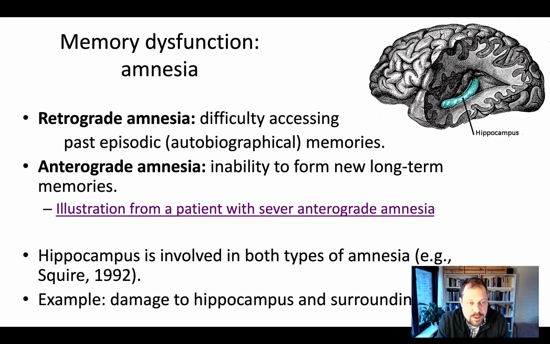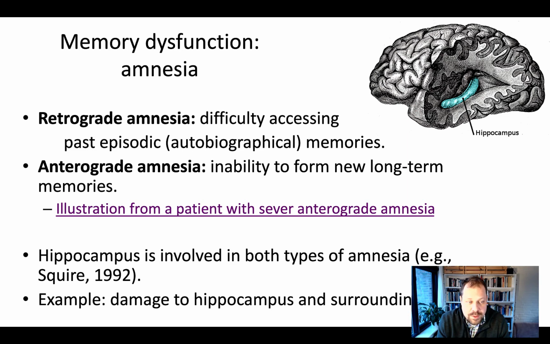So in the case of retrograde amnesia, these patients have difficulty accessing past episodic memories. Episodic memories are the types of autobiographical memories that are very important for us, for our personality, and generally to remember past things that have happened in our life. And anterograde amnesia is the inability to form new long-term memories. So once you have anterograde amnesia, you can no longer make new memories. And a patient with retrograde amnesia cannot remember things that happened in their past.